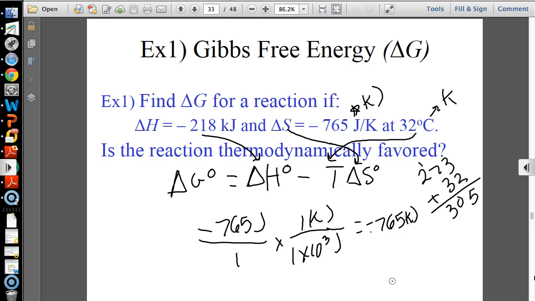So what you're going to do now is fill this entropy in to that, fill this temperature into that, and fill this enthalpy into that. And you just solve for Gibbs free energy. So why don't I give you guys a second to put that stuff in there and make sure you know where to put it.